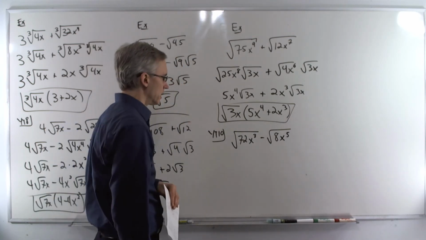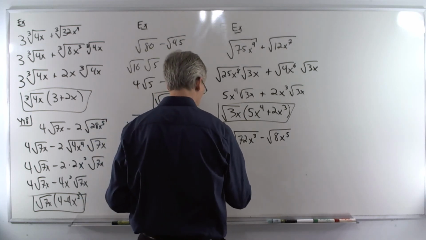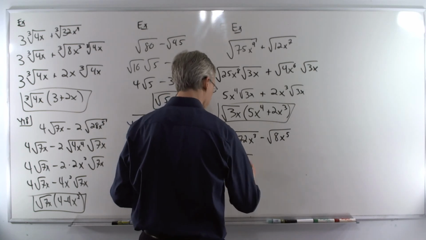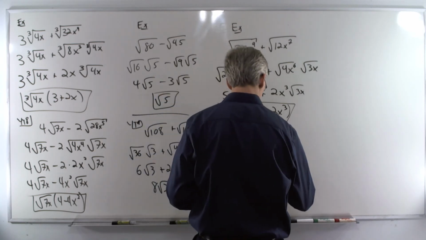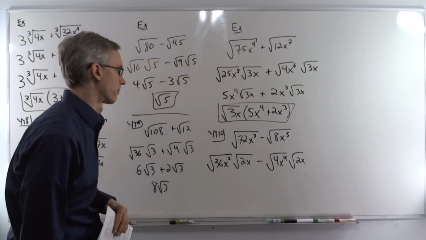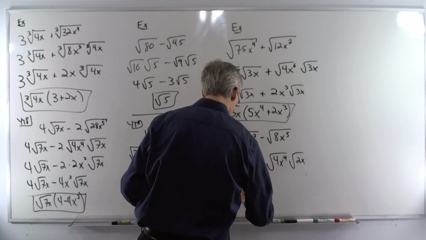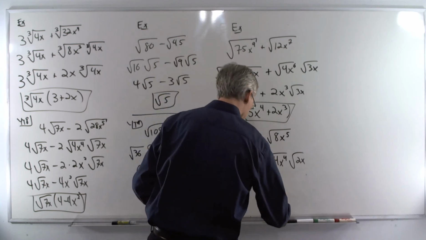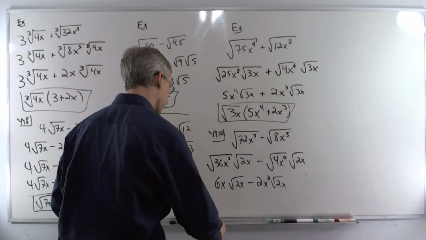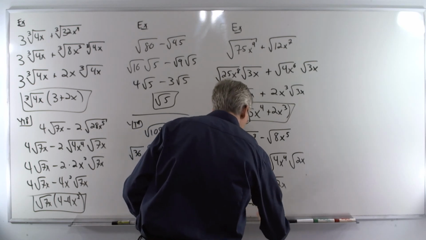Simplifying this, we have 36, which is a factor of 72. So we'll break this up into the square root of 36 times x squared, with the leftovers being 2x. And over here, we'll break this up into the square root of 4x to the 4th times the square root of 2x. Now we can evaluate. This becomes 6x times the square root of 2x minus, this becomes 2x squared times the square root of 2x. And factor out the square root of 2x, and we get 6x minus 2x squared.